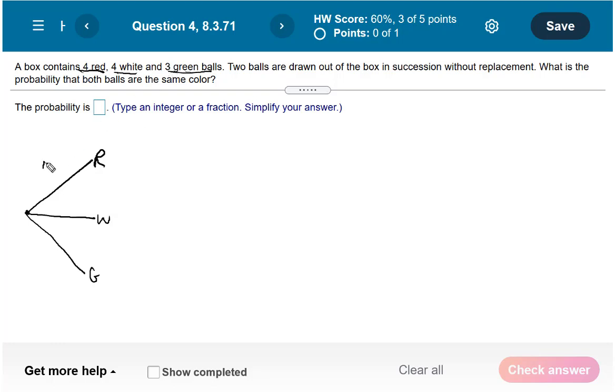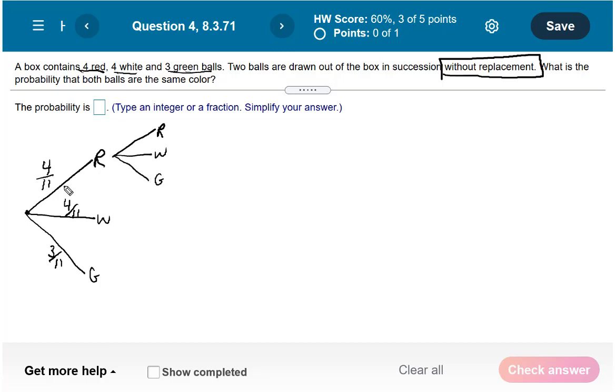4 out of the 11 would be the red. 4 out of 11 would be the white. And 3 out of 11 would be the green. We don't have 2 parts to this problem. We're just told that the 2 balls are drawn without replacement. You saw in the previous problem what that means. The second ball can be red, white, or green.